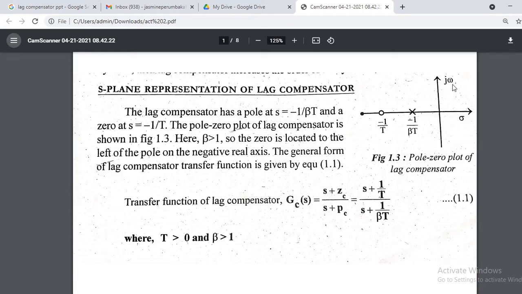By looking at this figure, we know that for a lag compensator, always the pole is near to the origin.